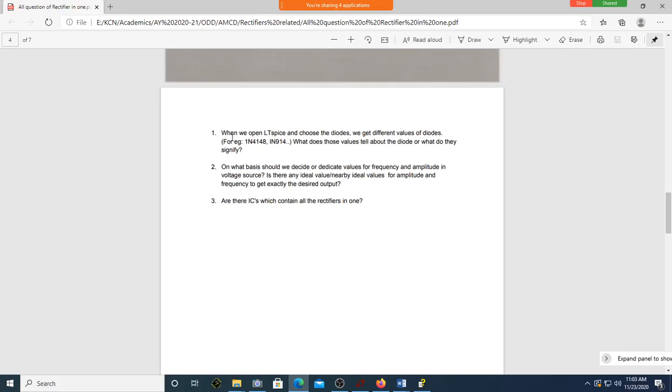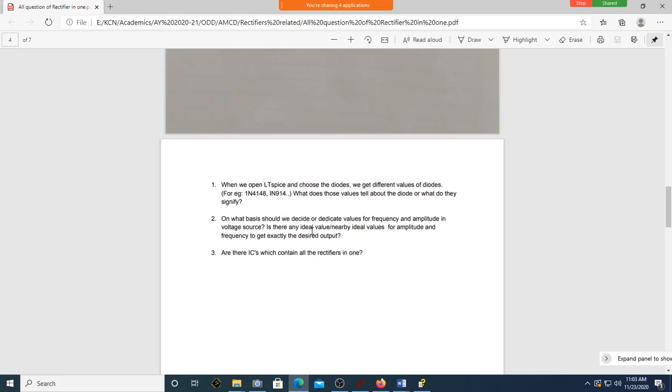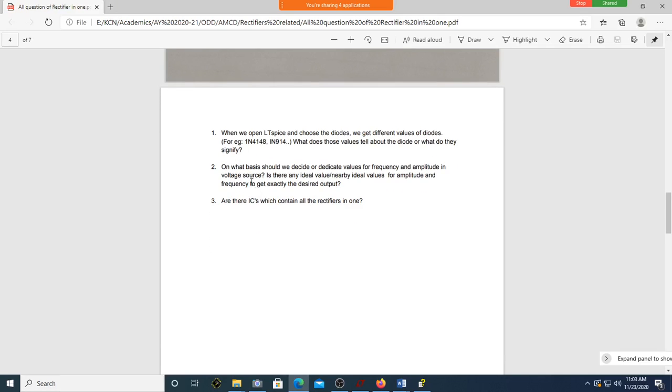I think I have answered this. When we open LT spice and choose diodes, we get different diodes. What do the values tell us? They signify, of course, that you have to go to the data sheet and find out what the capacitance, the break-in voltage, and the cut-in voltage are. All those details will be indicated against each device.